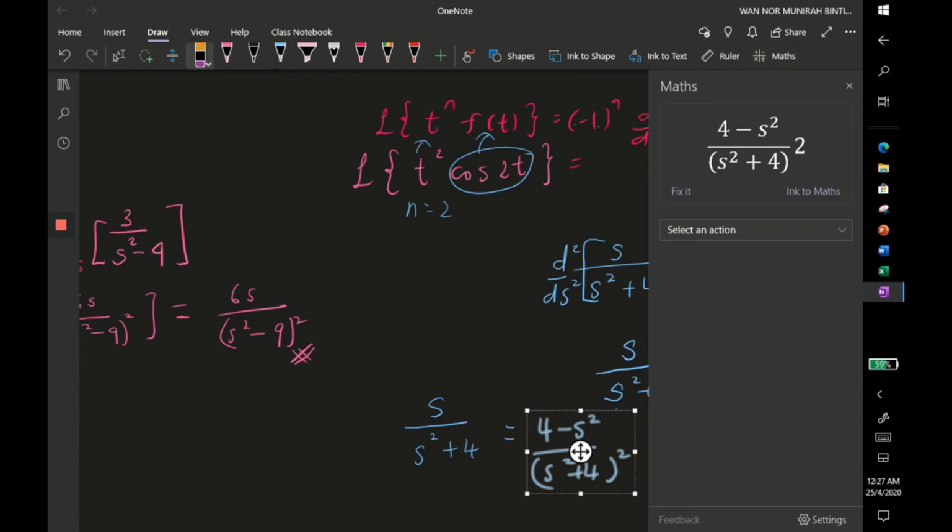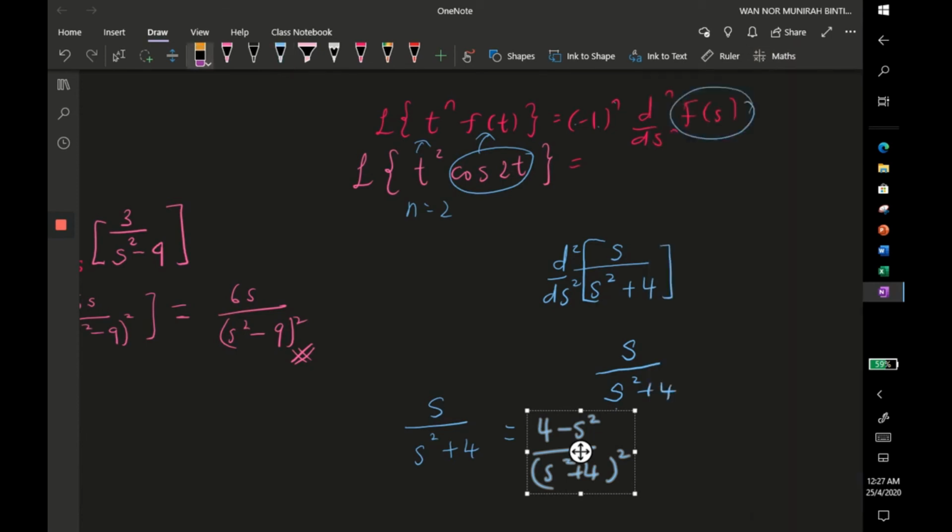Okay, so I just leave this one for you. Probably you can do it. Please practice, please practice on how to differentiate this one. Don't do like what I do. So this one is just for our discussion only.